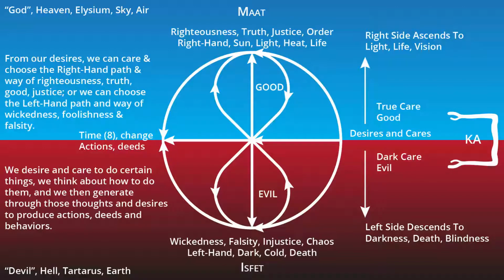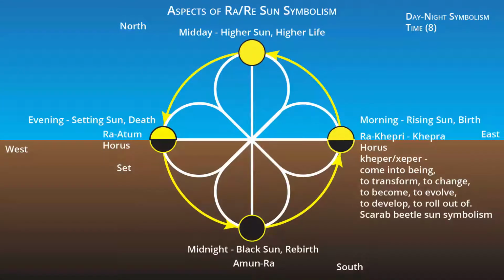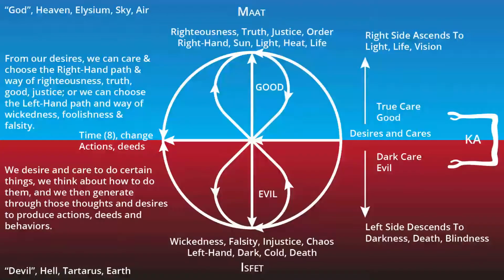And again, time symbolized by the 8, which is why I drew the 8. If you go look at infographic 5 or 6 on the Ra wheel symbolism, there I have the two infinite signs, and that connects the desires to the deeds, and it connects the righteousness with wickedness, with good and evil. And in terms of this representation here, where you have your desires going to your actions, and you have the choice between good and evil that lead to your actions and deeds, what happens?